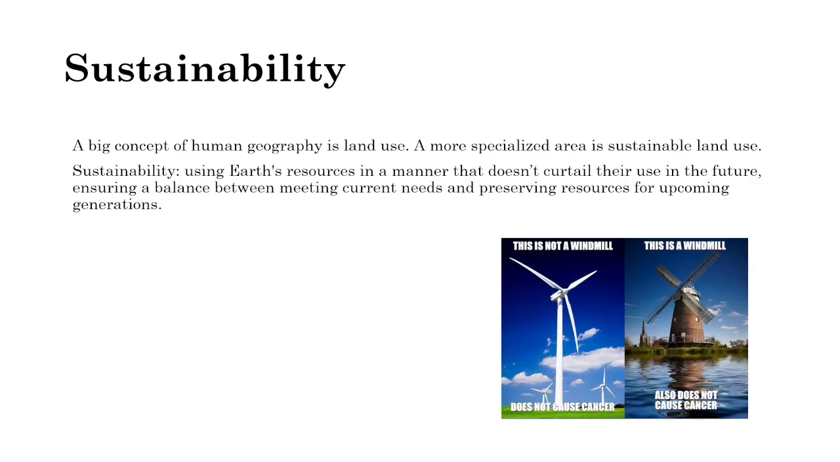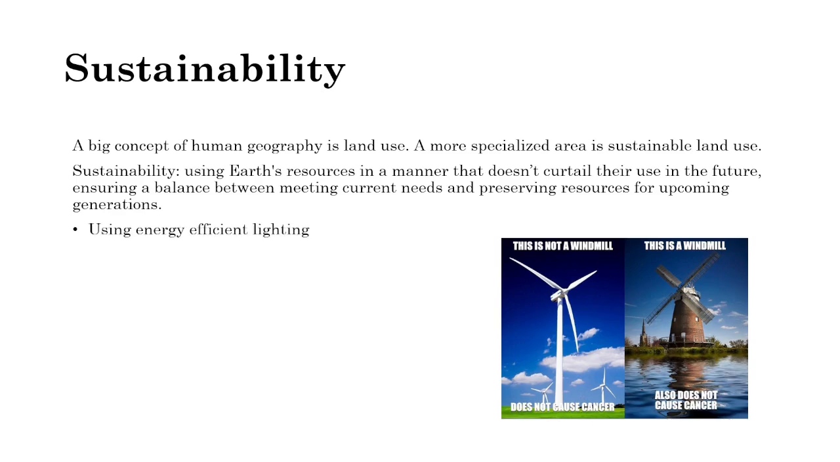What does that mean, curtail their future use? The word curtail means to withdraw, to remove. So what this means is that you're using the resources in a manner that they can be used in the future as well. You're making a balance here. You're meeting the needs right now, and you're meeting the needs of the future. So you're not destroying the world for the next generation, essentially.